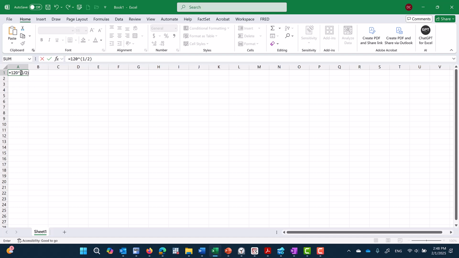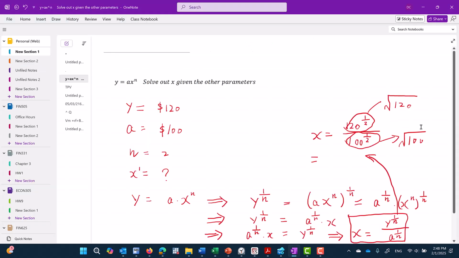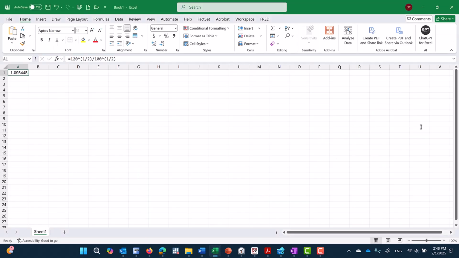So you want to take the 1/2 calculation first, and then raise to the power of that. So that's why here I added a parenthesis. And then divide that by 100 and raised to the power of 1/2 again. So eventually you'll get this number, okay, 1.095. So this will be approximately, let me use this to indicate approximation, 1.095. Okay, so this is the final answer.